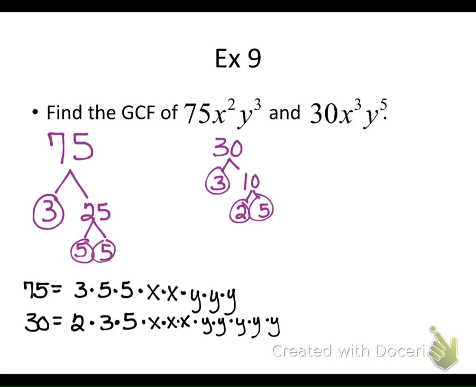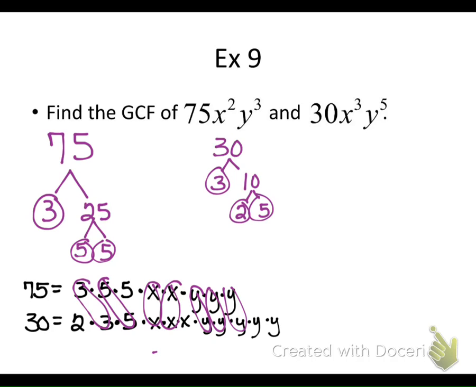So what do they have in common here? They got the 5s. Okay, so they have 3s. They have 5s. What else? They got the X. Okay. The other X. Okay. The Y. The other Y. And the other Y. Okay. That's it. So now I'm going to drop down.